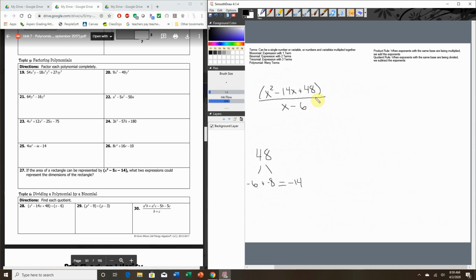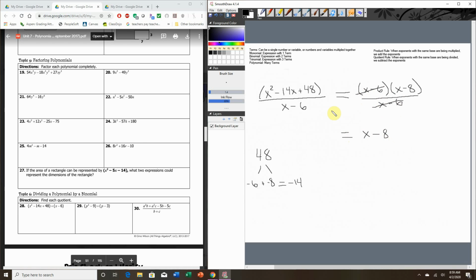Okay? So now with that factored, we can rewrite this as x minus 6 and x minus 8, all divided by x minus 6. And now this is much easier for us. We can see that x minus 6 divided by x minus 6 will cancel out. And now it'll leave us with a final answer of x minus 8.